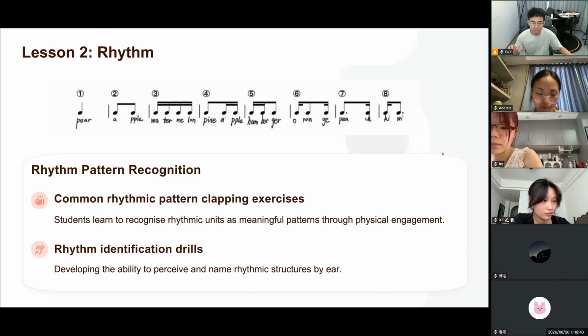This makes the practice more effective. When students no longer need to count every single note, they can put more attention on pitch and musical structure.